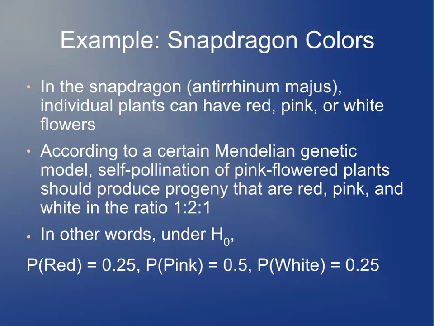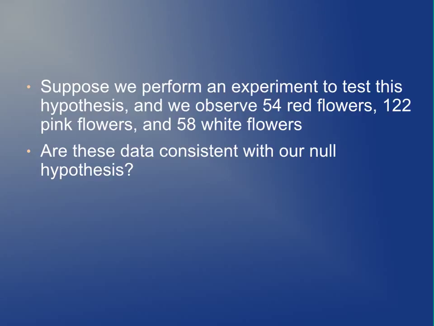So under a Mendelian genetics model, if you have a set of pink flowers and you self-pollinate them, you should get progeny that are red, pink, and white in the ratio 1 to 2 to 1. Or in other words, the probability of red should be 0.25, the probability of pink should be 0.5, and the probability of white should be 0.25. Say we do an experiment to test this hypothesis and we get 54 red flowers, 122 pink flowers, and 58 white flowers. We want to see, is our data consistent with this null hypothesis?